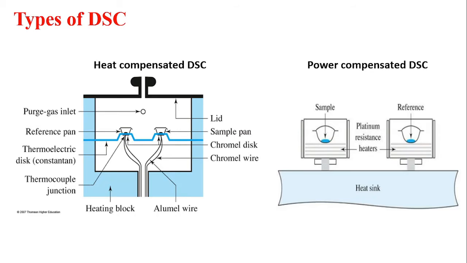In heat compensated DSCs, a sample and a reference crucible are placed on a sample holder integrated with a temperature sensor. This is a very compact and lightweight system having low heat capacitance. However, in the power compensated DSC, both the crucibles are placed in a thermally insulated furnace and not simply next to each other.